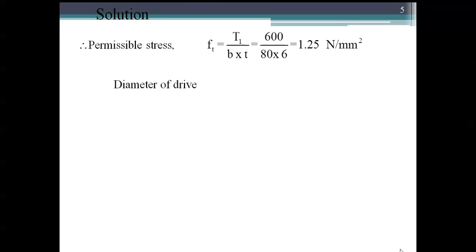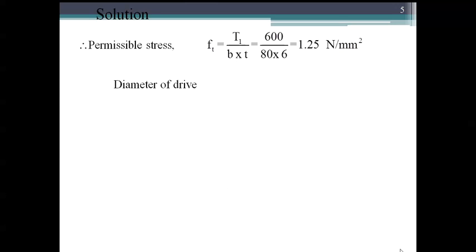So here, first we can find the permissible stress developed using the given data. Permissible stress: T1 equals Ft, the design stress, into the area of the belt. So from this we can find the permissible stress Ft equal to T1 by B into T. So 600 by 80 into 6, that is 1.25 Newton per mm square.